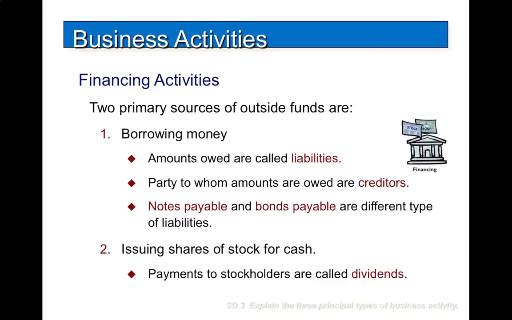Another source is issuing shares of stock for cash. Common stock is a term used to describe the total amount paid in by stockholders for the shares they purchase. Stockholders have no claim to corporate cash until the claims of creditors are satisfied. However, many corporations make payments to stockholders on a regular basis as long as there is sufficient cash to cover required payments to creditors. These payments to stockholders are called dividends.